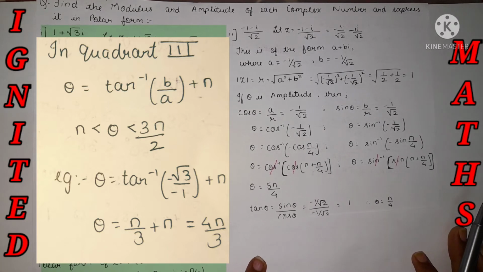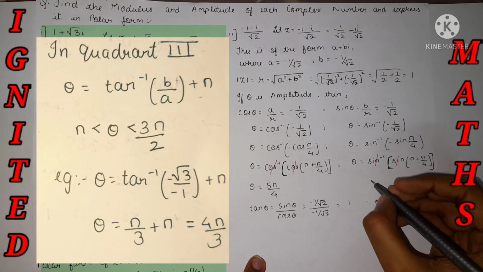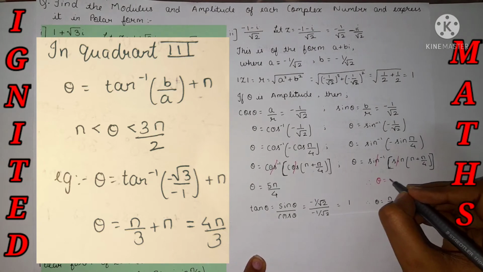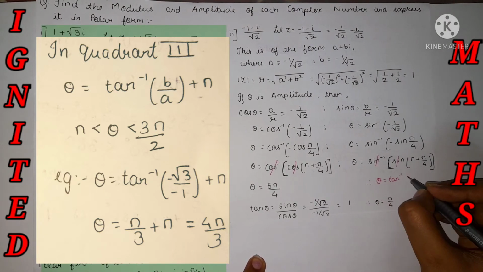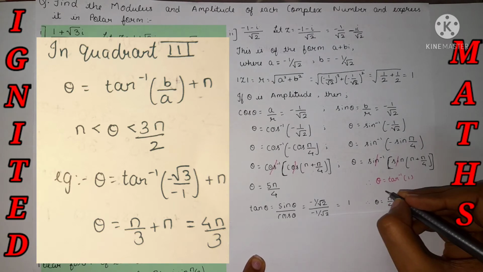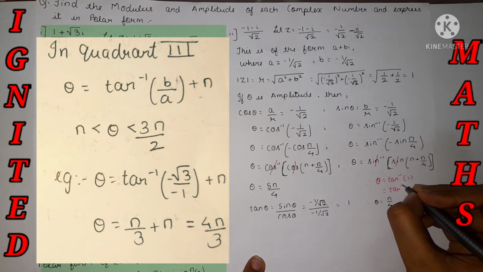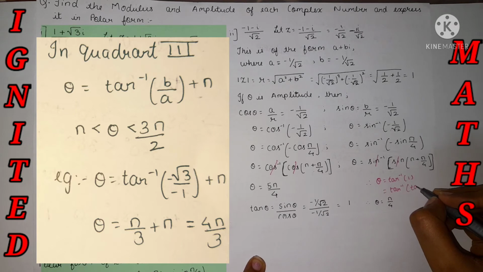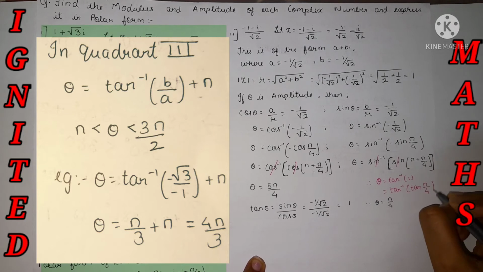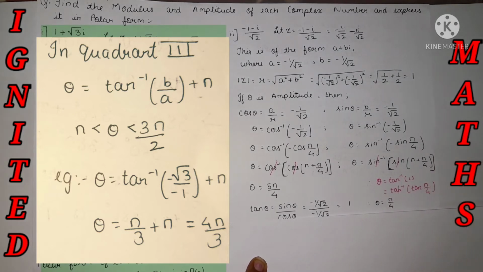I have done the calculation over here. It's nothing but theta is equal to tan inverse 1. So tan inverse 1 is nothing but tan inverse tan pi by 4. Tan cancels and pi by 4 is left over here.